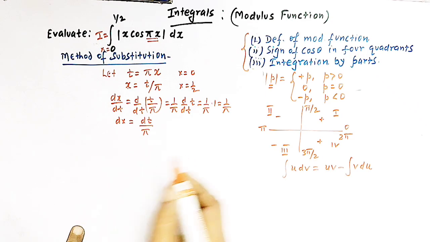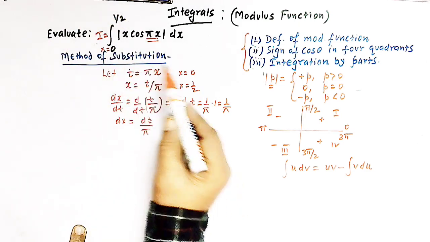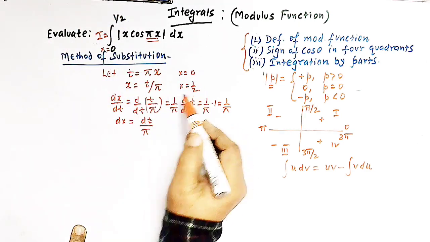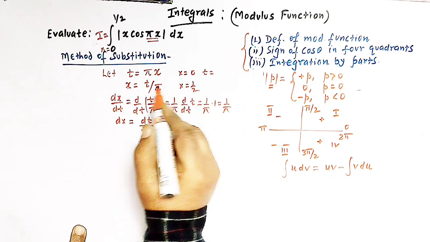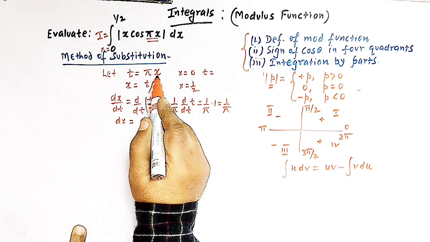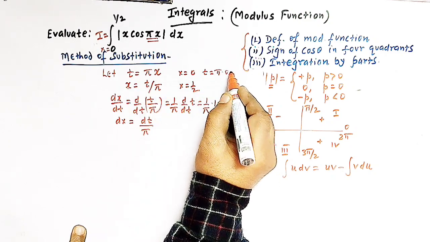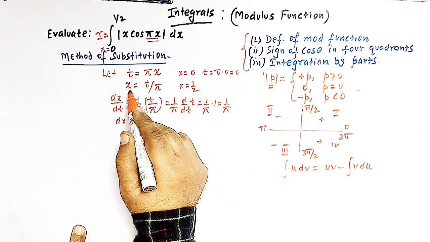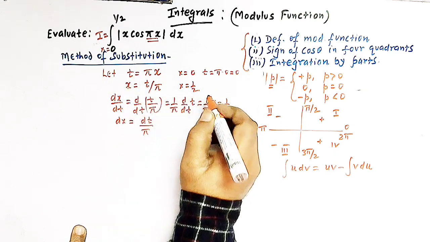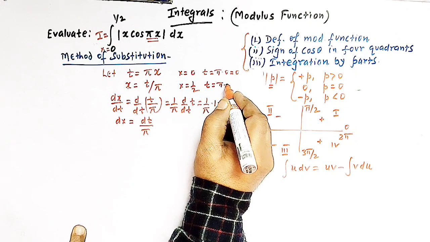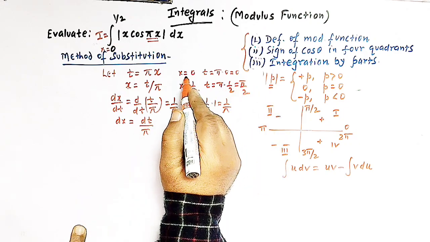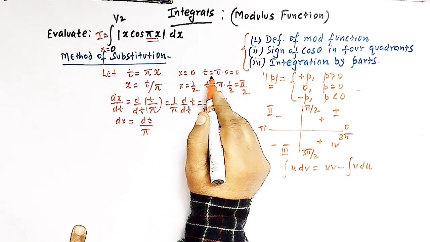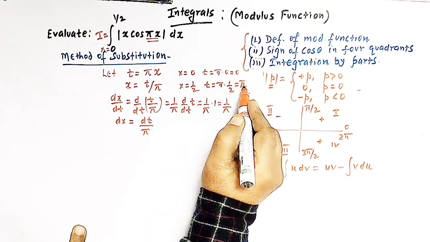So now let us change the limits. See, here x varies from 0 to half. So when x is 0, then the value of t can be calculated from this substitution. t is equal to pi x. So we have pi times 0, that is simply 0. And when x is half, then t is given by pi times a half, that is equal to pi over 2. So when x goes from 0 to half, then t changes from 0 to pi by 2.